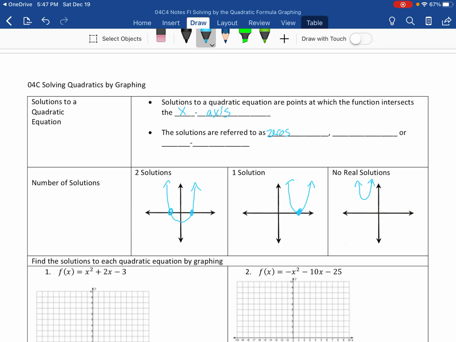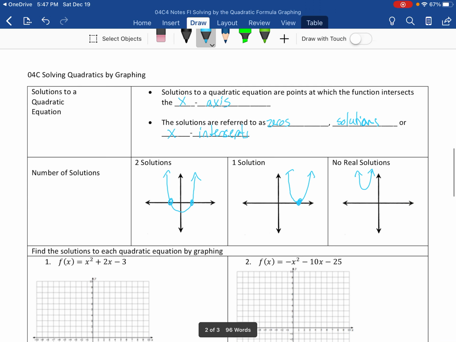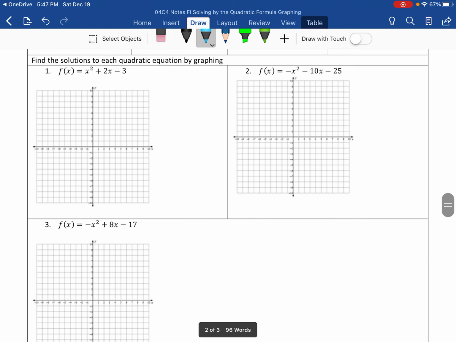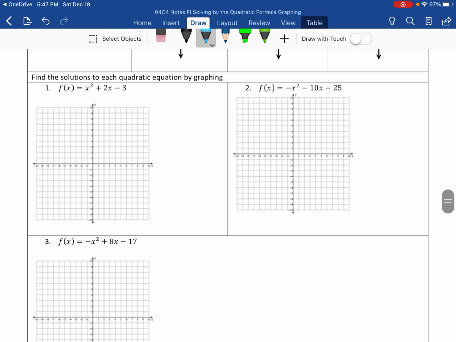The solutions are referred to as zeros, okay? Solutions, which is the new one, or x-intercepts, which we've been going over all year long. Okay, so the only thing that you have to do is find the solutions to the quadratic by graphing. And so we just have 3 problems here.